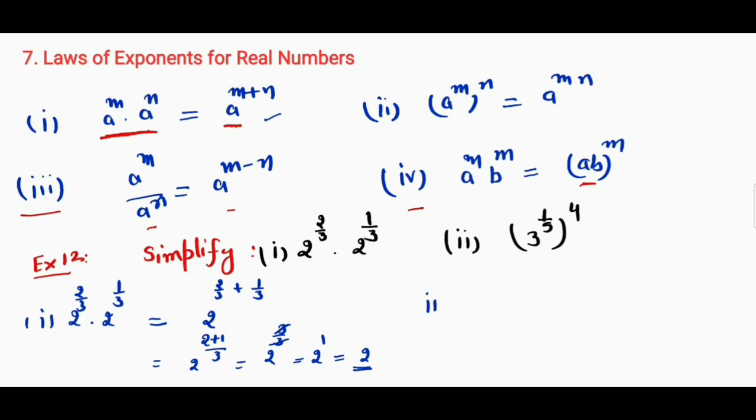And the second question here I have is 3 raised to power 1 by 5, whole raised to power 4. So I can write this as 3 raised to power 4 by 5, and this is my answer.